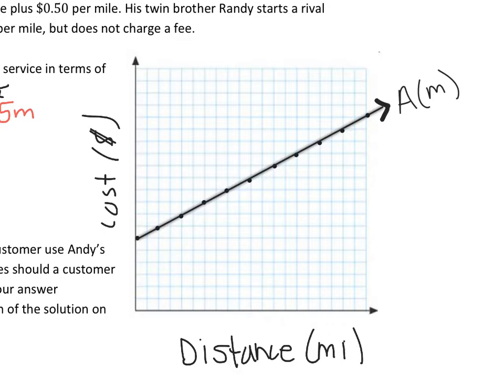Okay, let's look at Randy. Randy starts off at 0. He doesn't charge a flat fee. And he goes up 0.8 miles, so it's 4 over 5 as we figured out. So go ahead and plot those. And draw your line. Just going to adjust mine a little. There we go.